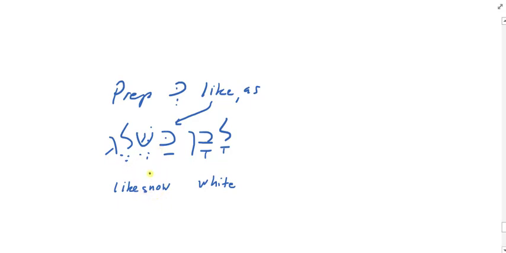Sheleg is snow, and we have the preposition kaf with the article, white like the snow. Or in our situation in English, we wouldn't articulate snow, so we would just say white like snow. I will make you white like snow. So the preposition kaf is not saying that there's any greater degree of whiteness compared to snow, but rather there's similarity, right? Snow is white, and I can make you to be white in the way that snow is white. So there's the comparison of likeness, and we use the preposition kaf for that.